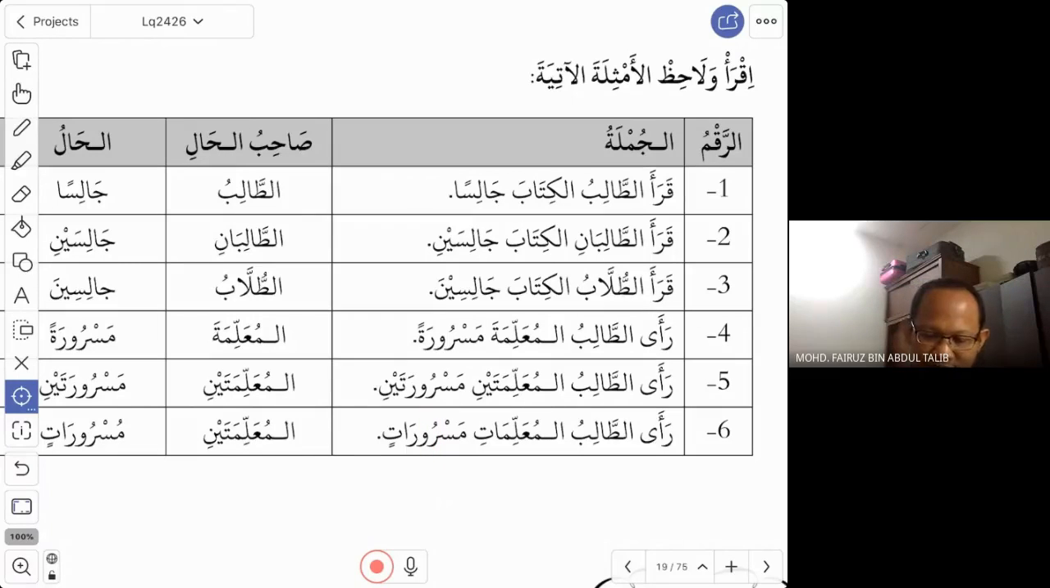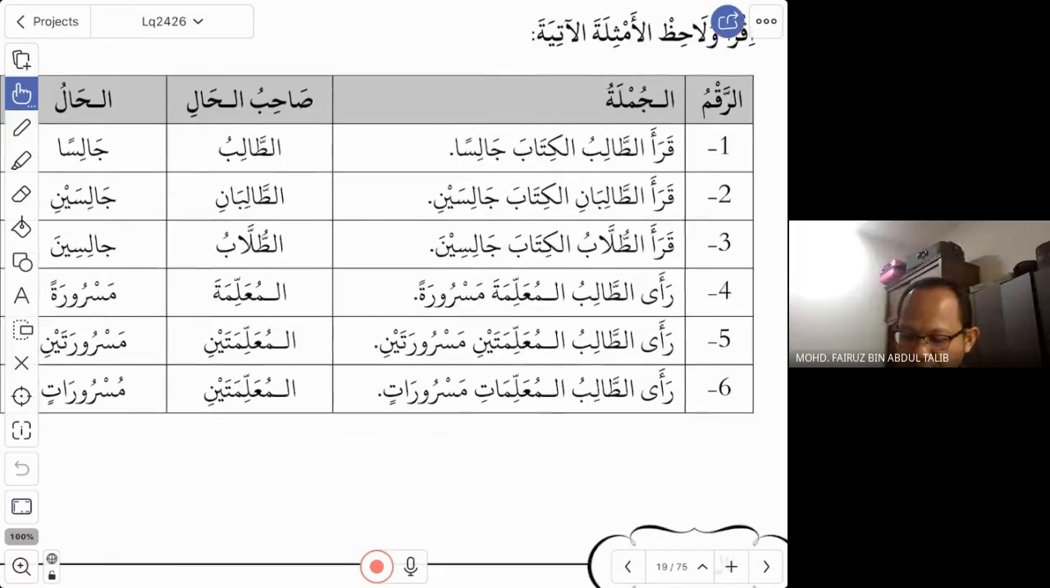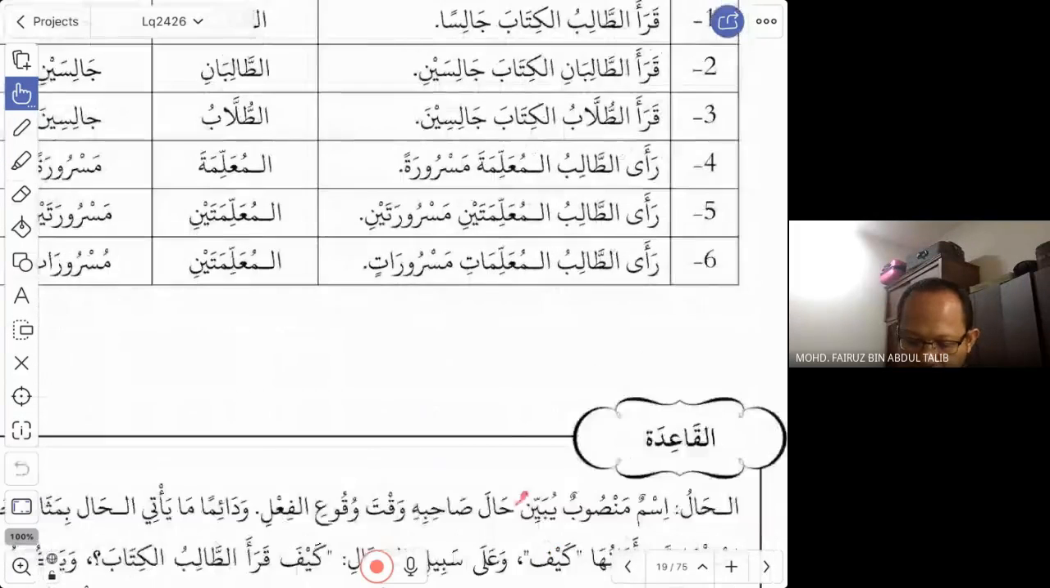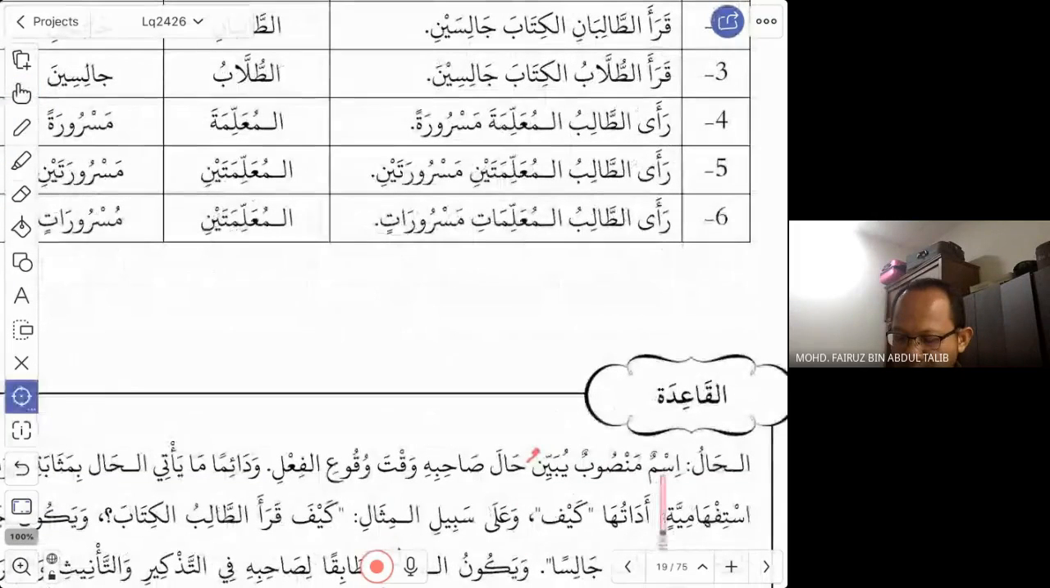Okay. So if there's no question, now we move to the hukum. So just now we said that hal is isim. As you have seen, all hal in the sentences are all isim. They are not a fi'il. They are all isim, and they are mansub. I will come to this afterwards.